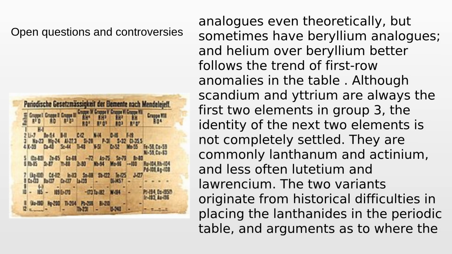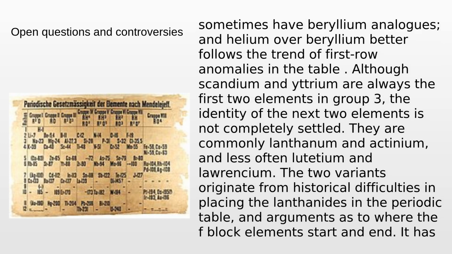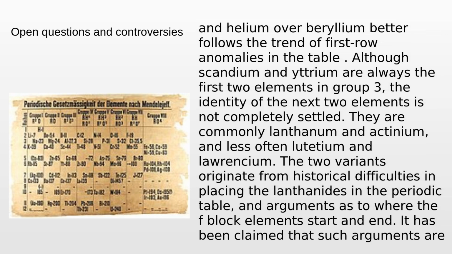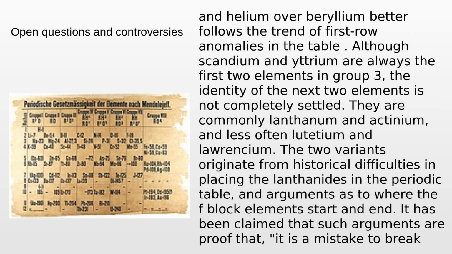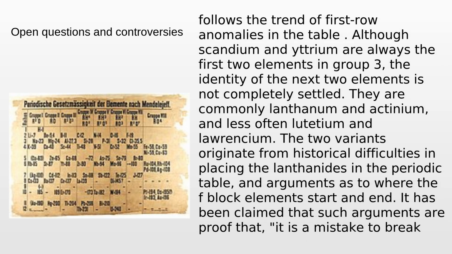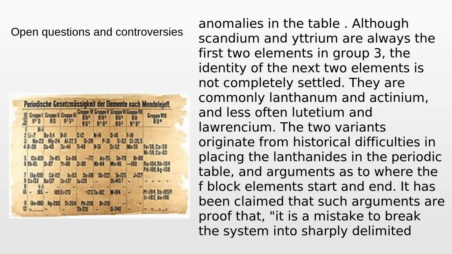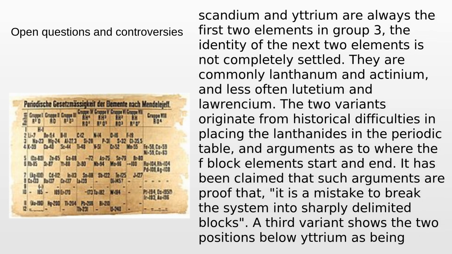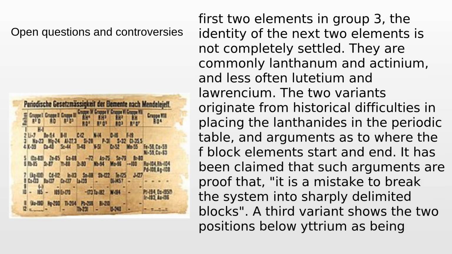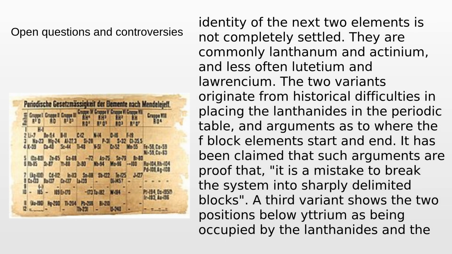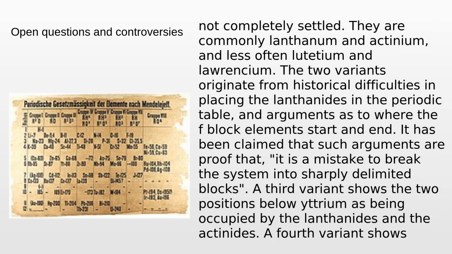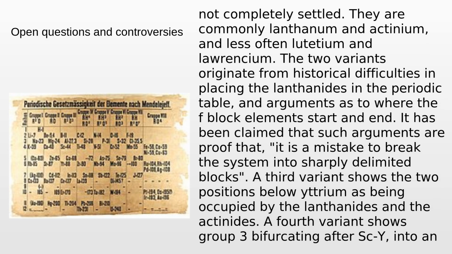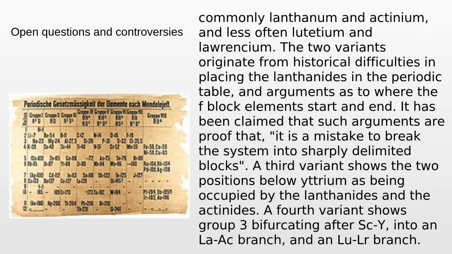Although scandium and yttrium are always the first two elements in Group 3, the identity of the next two elements is not completely settled. They are commonly lanthanum and actinium, and less often lutetium and lawrencium. The two variants originate from historical difficulties in placing the lanthanides in the periodic table, and arguments as to where the f-block elements start and end.